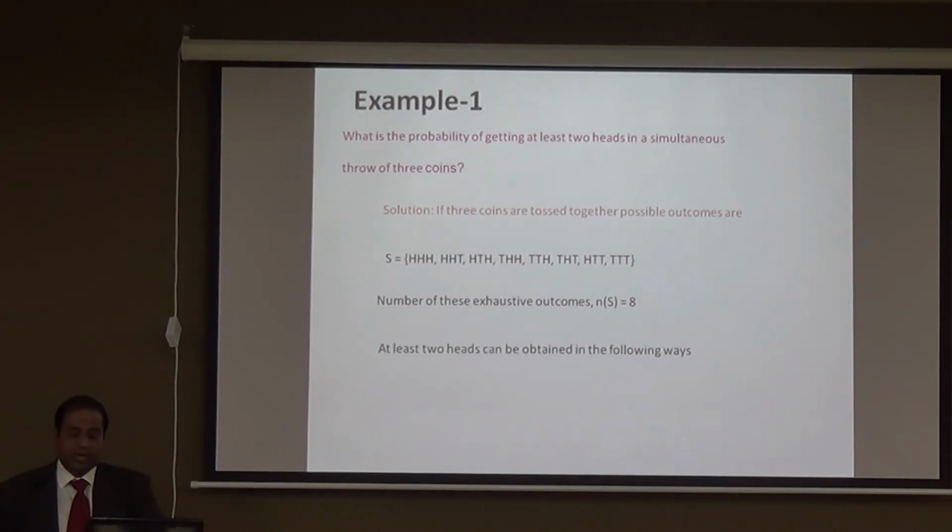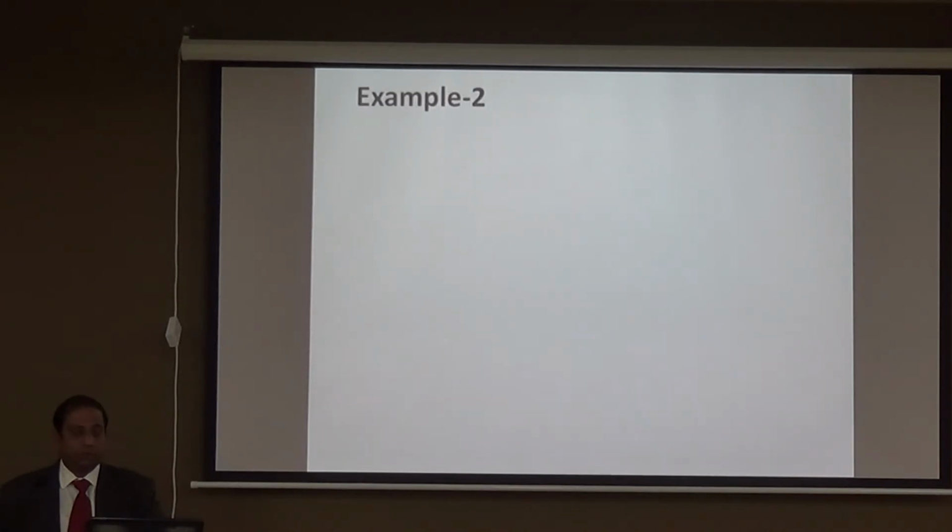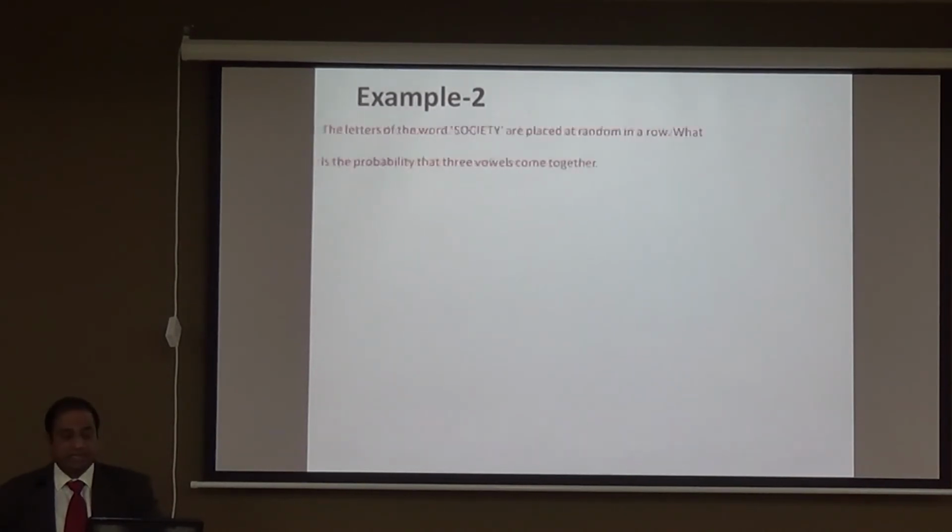Now at least 2 heads can be obtained in the following ways. If we consider event E, HHH, HHT, HTH and THH. Number of favorable outcomes to this is 4. As we know, the total outcomes are 8, therefore the required probability will become 4 upon 8, that is 1 upon 2. We consider another example.